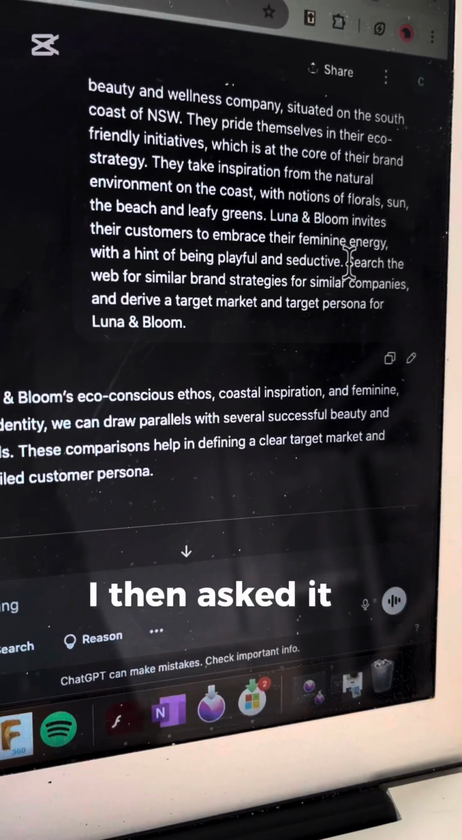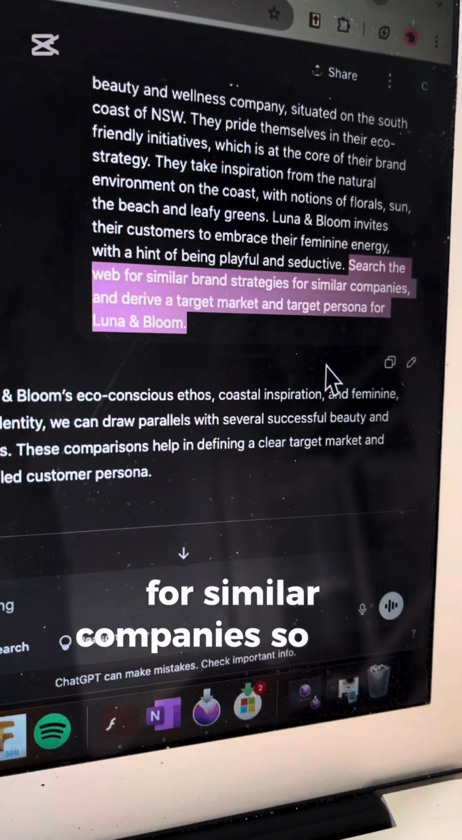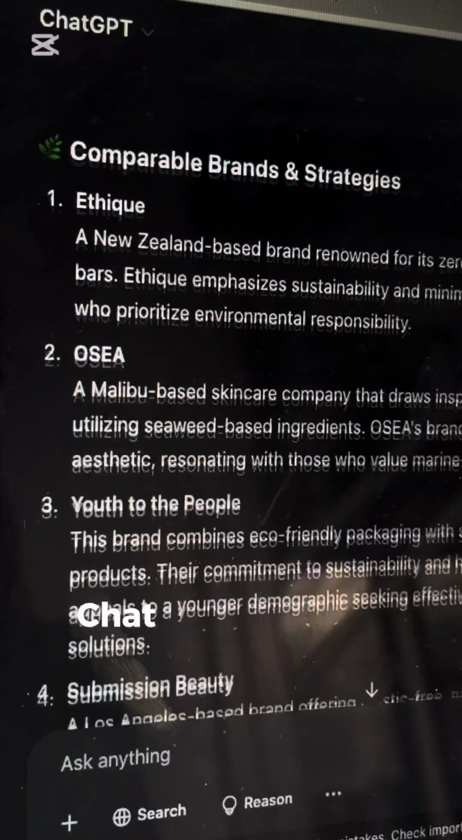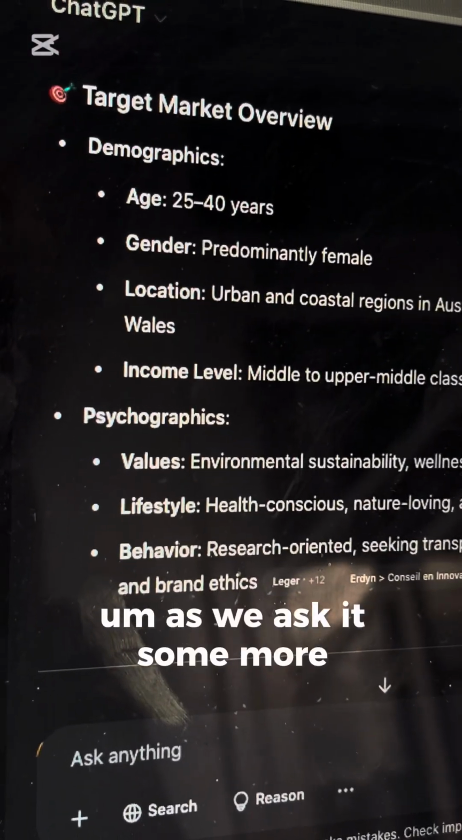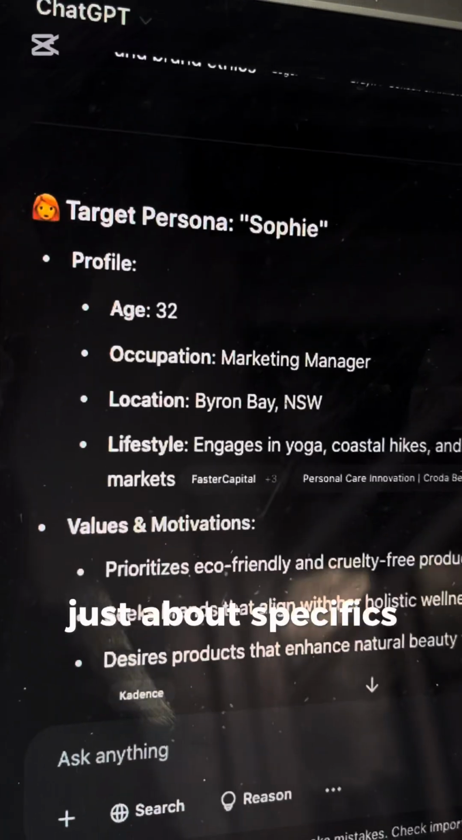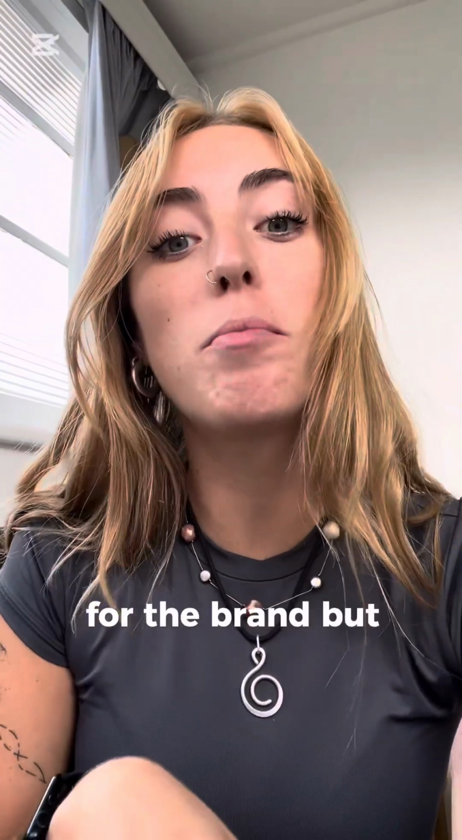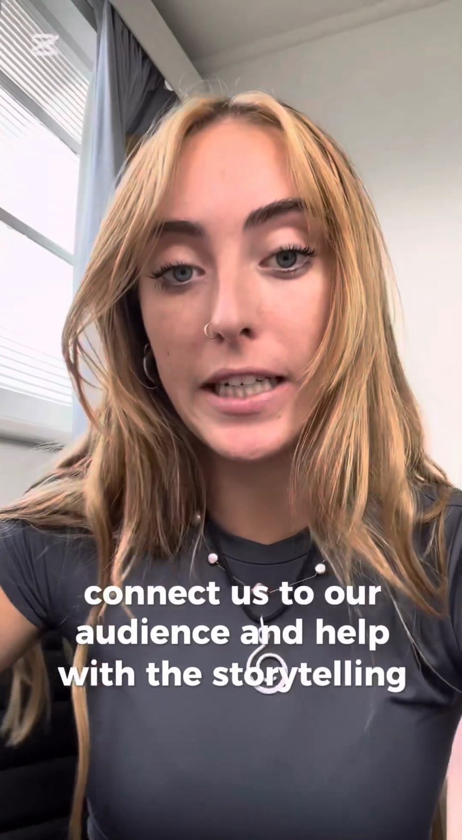I then asked it to search the web for similar brand strategies for similar companies so that we can see the sort of target market and target persona that we're looking for. ChatGPT can now use these brands for inspiration as we ask it some more questions just about specifics in the brand marketing. So the main goal of using ChatGPT is not just to create pictures for the brand, but images that will convert, connect us to our audience, and help with the storytelling of our brand.